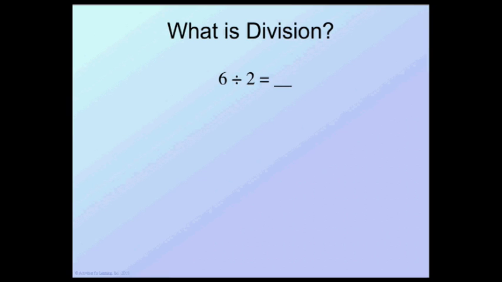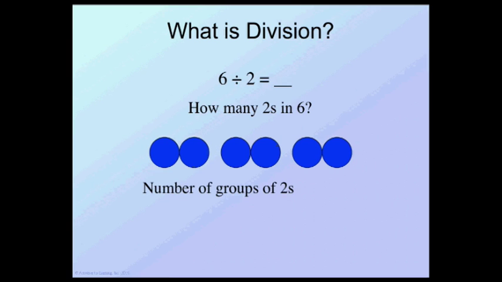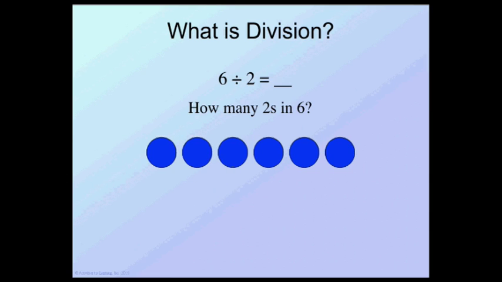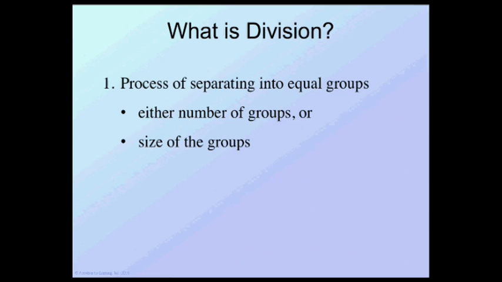If I have 6 divided by 2, we're asking how many 2's are in 6. So here I have 6, the number of groups of 2's. So here's my groups of 2's. How many groups do I have? 3 groups. Now another way of looking at it is saying, if I put these in 2 groups, how many are in each group? 3. So there's 2 different ways to look at it. Both are accurate. And sometimes they feel like they're a lot the same, but they are different. So that is what division is.